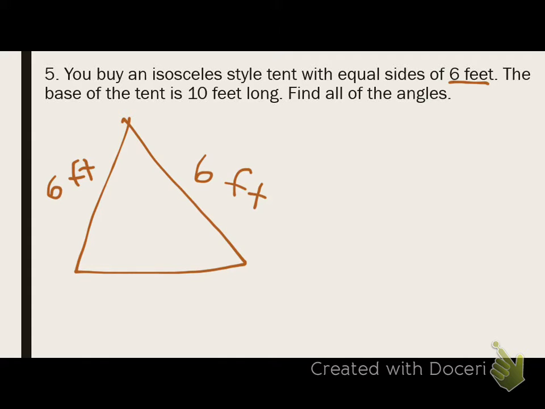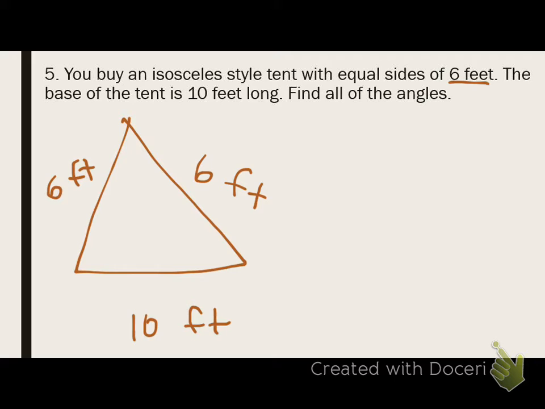So in this one, we don't necessarily have a right triangle off the bat. We got an isosceles triangle, 6 feet, 6 feet. The base of the tent is 10 feet long, so the whole base is 10 feet long. Okay, find all of the angles. I need you to remember that SOHCAHTOA only counts towards a right triangle.